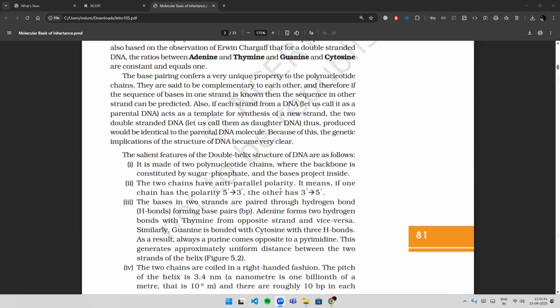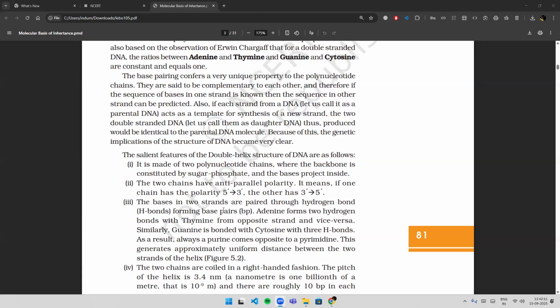Also, if each strand from a DNA, let us call it a parental DNA, acts as a template for synthesis of a new strand, the two double-stranded DNA, let us call them daughter DNA, thus produced would be identical to the parental DNA molecule. Because of this, the genetic implications of the structure of DNA became very clear. The salient features of the double helix structure of DNA are as follows.